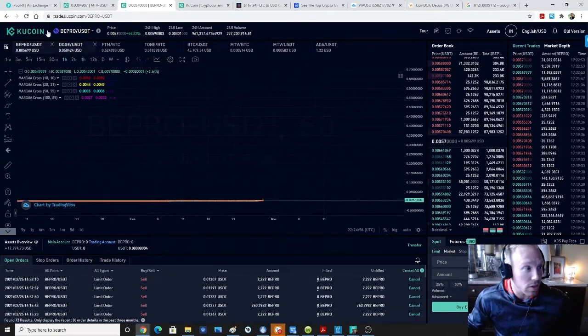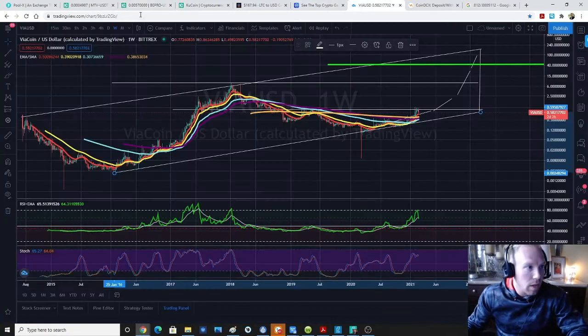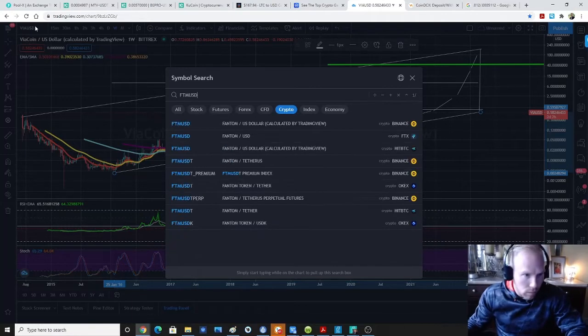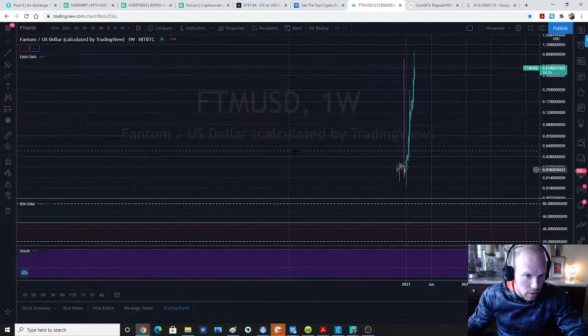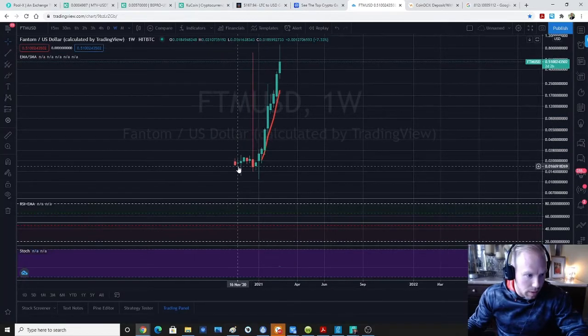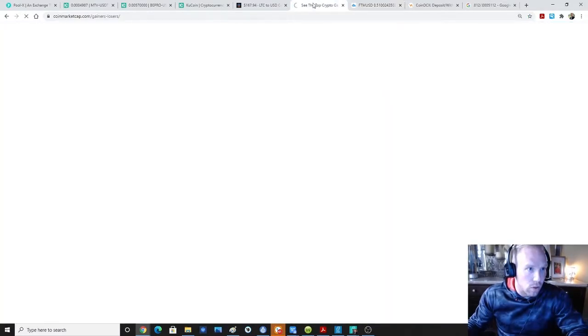And so just to show you this, a coin that is not a competitor to BEPRO, and I don't know if it's on KuCoin, I'll just use TradingView, is Phantom. I don't know which one to choose, sorry. Yeah, okay, we can use this, I think. It was lower than this. This isn't the right one to use. So maybe I'll use CoinMarketCap.